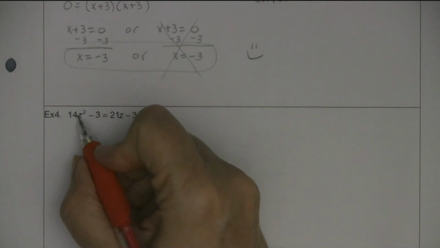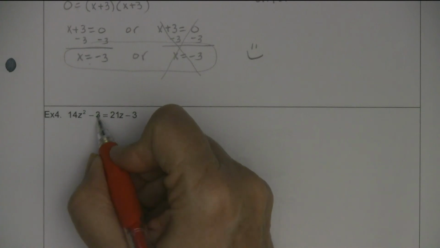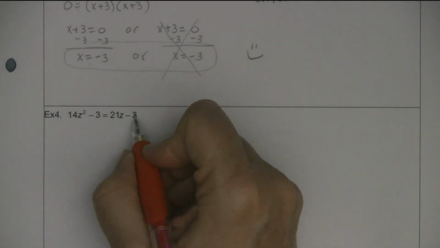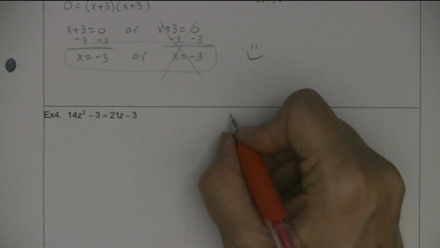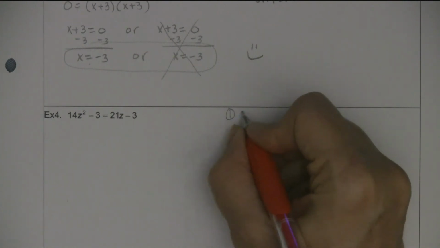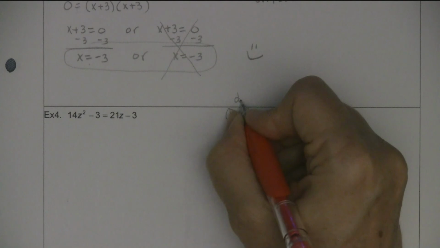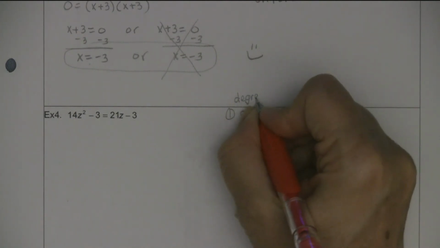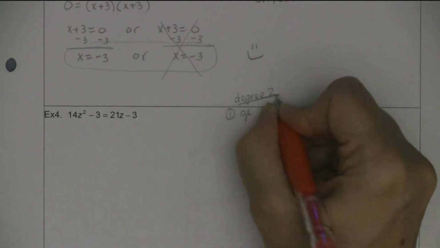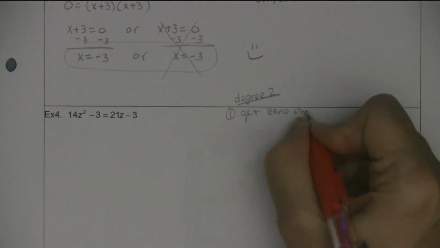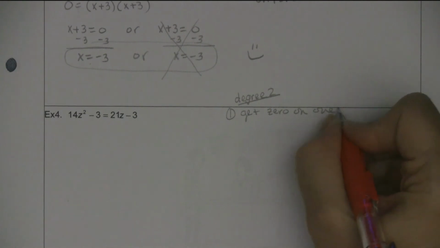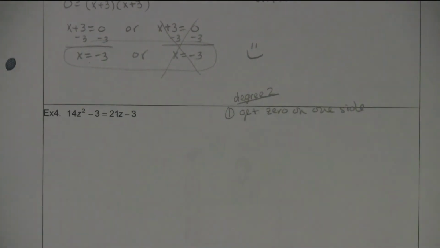So it's degree 2. This is degree 0, this is degree 1, this is degree 0. So things that are degree 2, when the highest degree is 2, then what you want to do is get it in standard form. That's the first step, which is get 0 on one side. So right when I see that it's degree 2 or degree 3, you want to get 0 on one side.